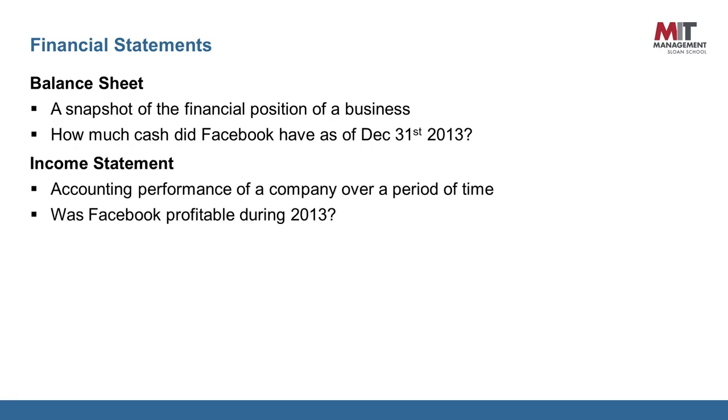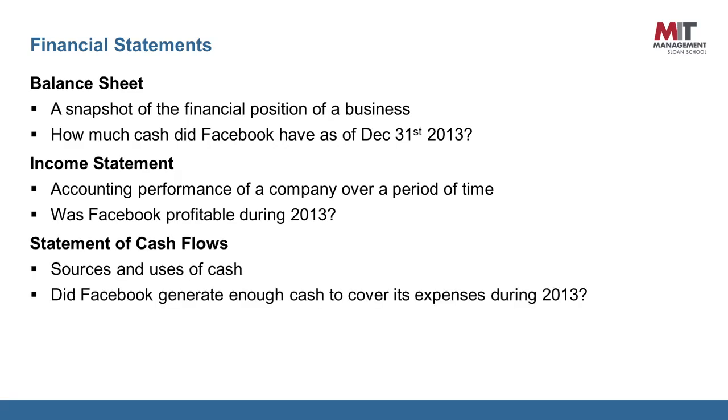The second component is the income statement. The income statement records the accounting performance of a company over a certain period of time, a quarter or a year typically. An example would be, what was Facebook's revenue during the year 2013? What were Facebook's expenses? Was Facebook profitable? The income statement can answer these questions.